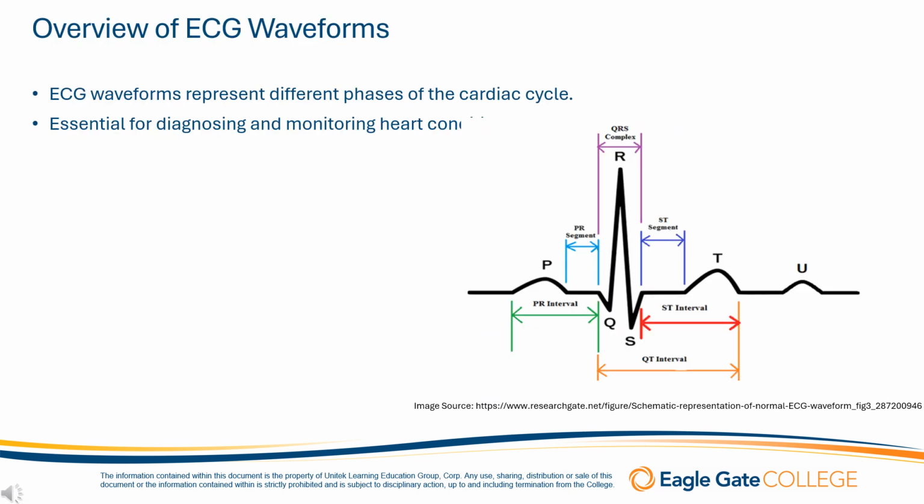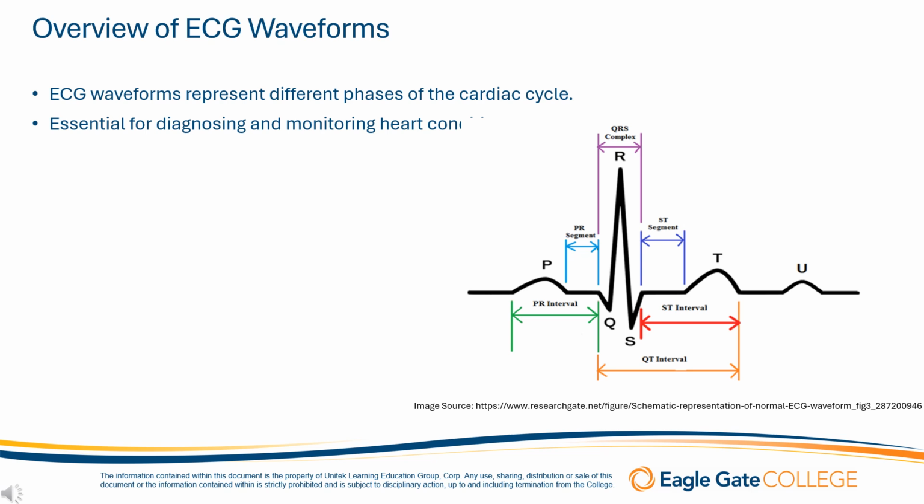Let's look at an overview of the ECG waveforms and their importance in clinical practice. First, let's understand what ECG waveforms are. ECG, or electrocardiogram, is a test that records the electrical activity of the heart over a period of time using electrodes placed on the skin. The resulting graph shows different waveforms that correspond to specific phases of the cardiac cycle. Each waveform on an ECG represents a different electrical event in the heart, and these events are crucial for the heart's ability to pump blood effectively.